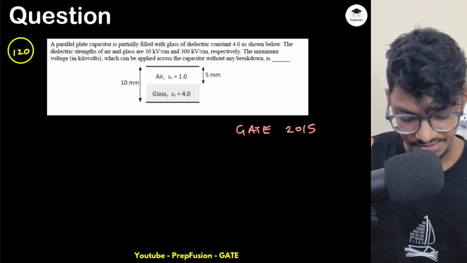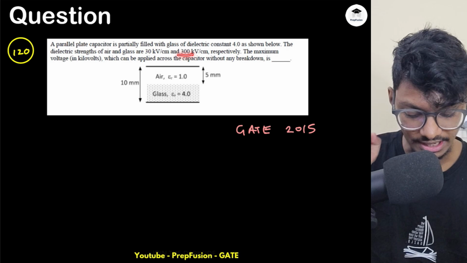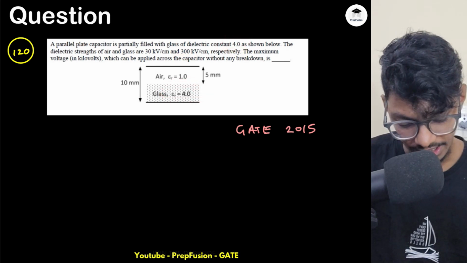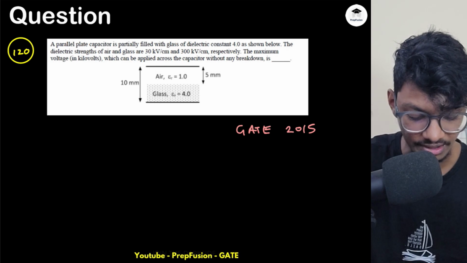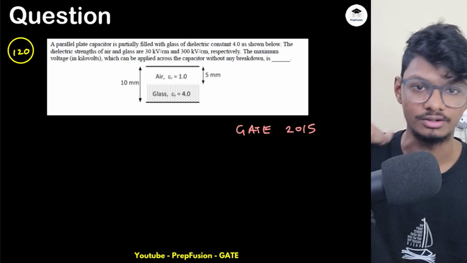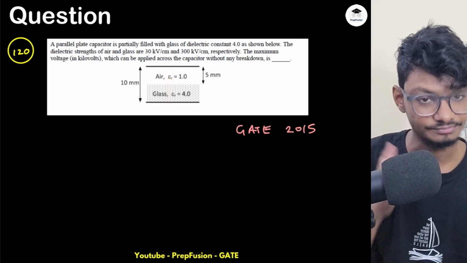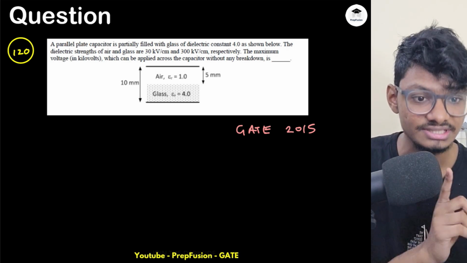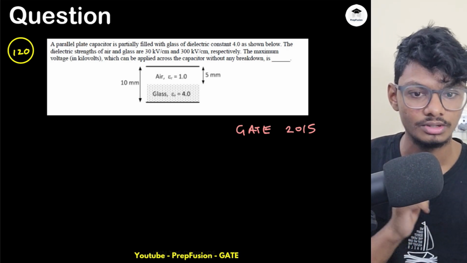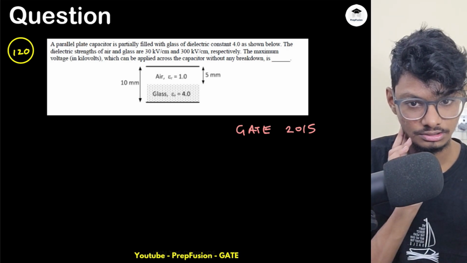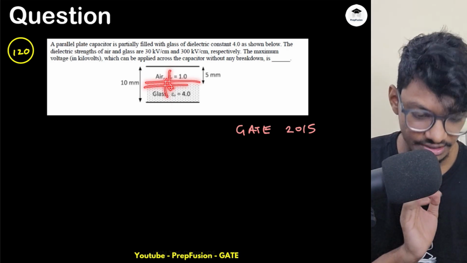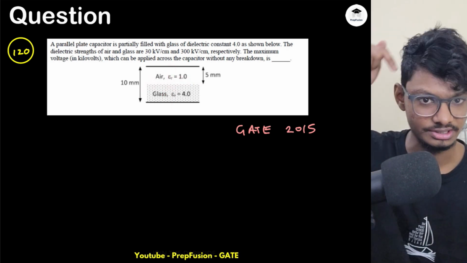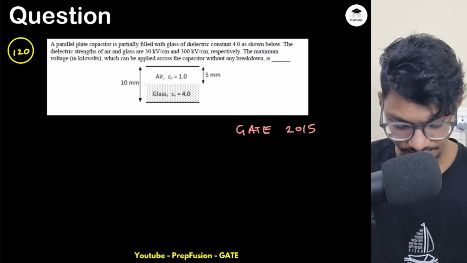A parallel plate capacitor is partially filled with glass of dielectric constant 4 as shown. The dielectric strength of air is this and this. What is the maximum voltage which can be applied across the capacitor without any breakdown? So what am I observing? Are the capacitors in series or in parallel? They are in series, right? Because the electric field and the interfacing medium are normal, basically they are in the same direction.